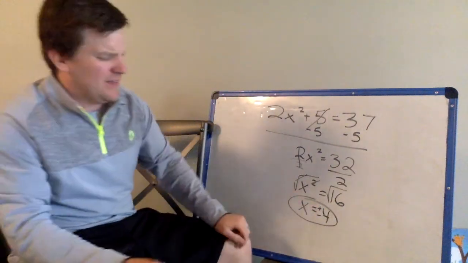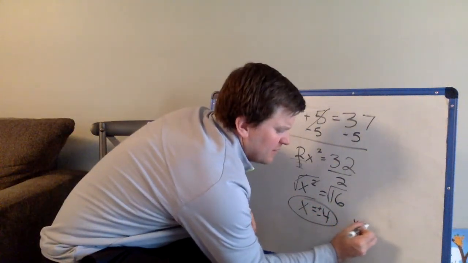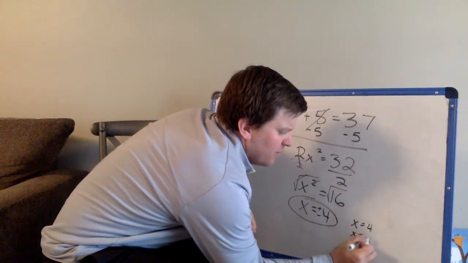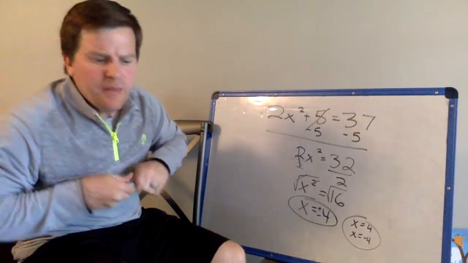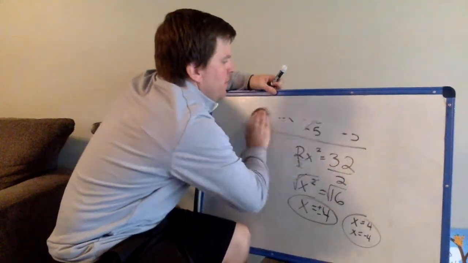Okay, sometimes you'll see it written like this. Sometimes you'll see it written as x equals 4 and x equals negative 4. I mean, both ways are acceptable. Same thing there. Okay, a couple more here.